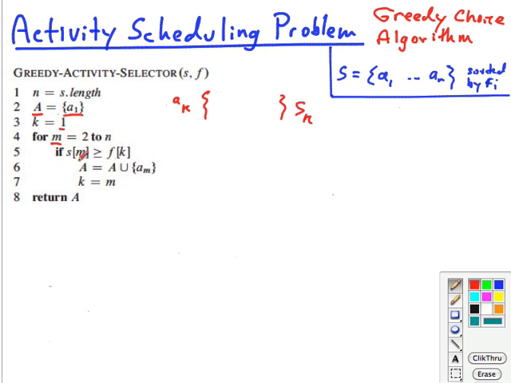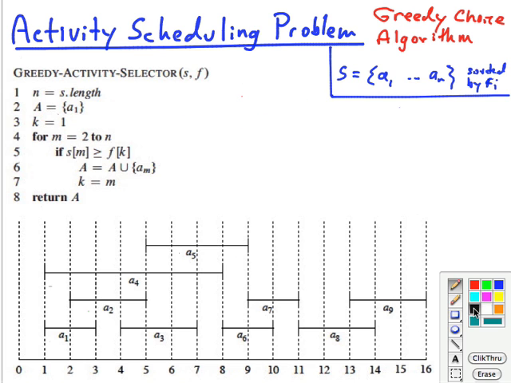If the start time of the activity is after the finish time of the last one we picked, we add it to the set, and we update k to be that last one that we picked. So that would mean that S sub k is now the smaller subset, after activity m went in there. So we're restricting ourselves to the remaining items. And you return A at the end.